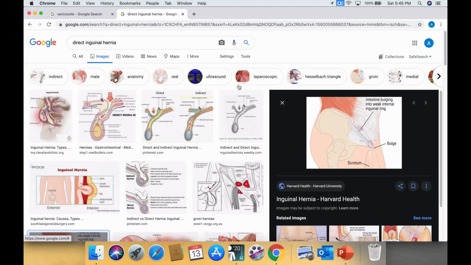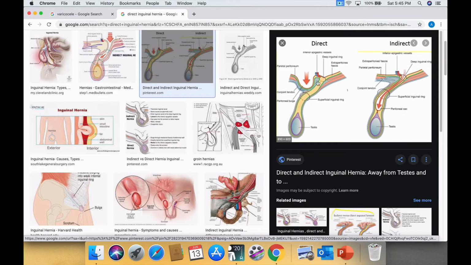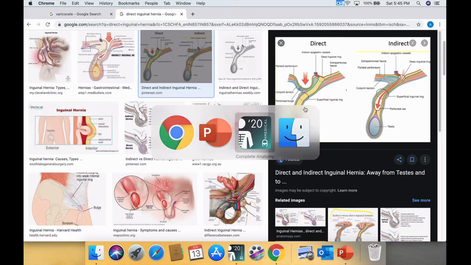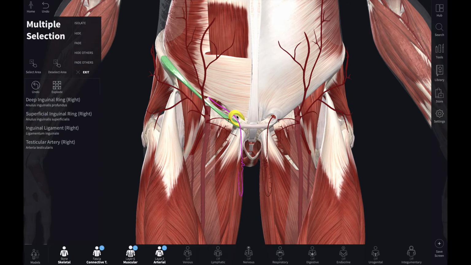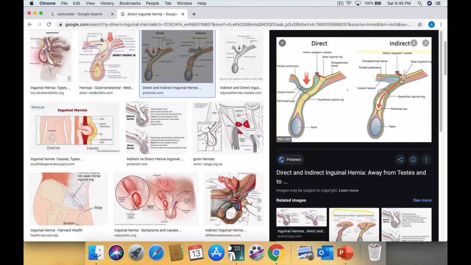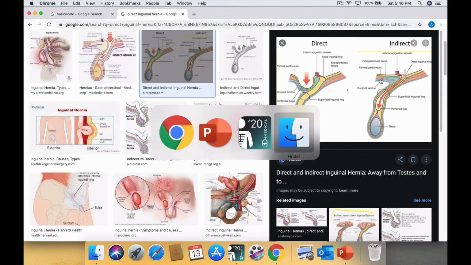Whereas if there is weakness, you can see the difference between direct and indirect. Direct is the hernia that takes place directly through the superficial inguinal ring. Whereas an indirect inguinal hernia passes through the deep inguinal ring and also through the superficial inguinal ring. So whenever a patient complains of a bulge in the scrotum, you have to examine whether the inguinal hernia is of the direct or indirect type.